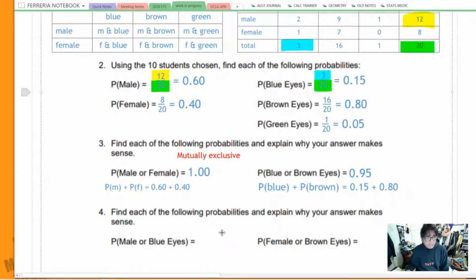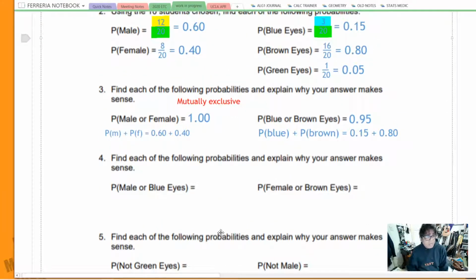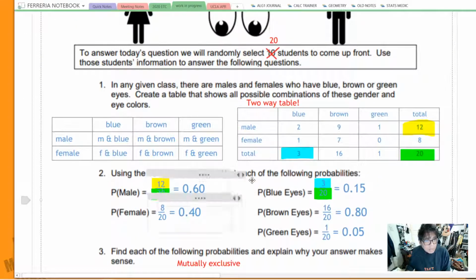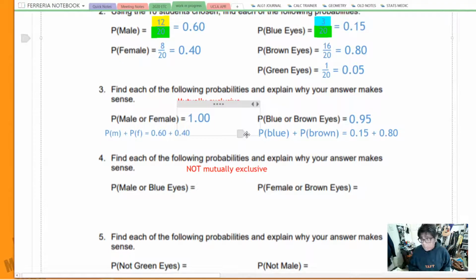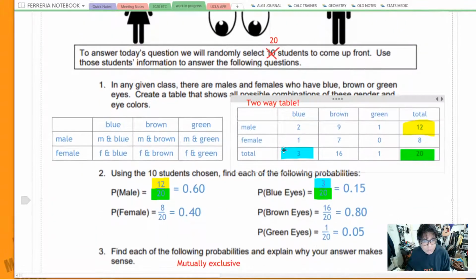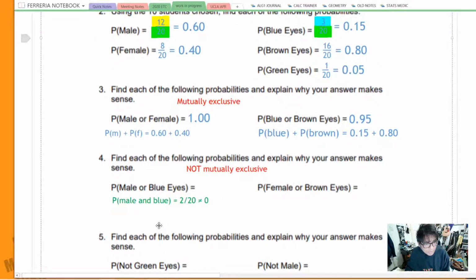So you probably are thinking, what comes next? Okay, what about male and blue eyes? Now this is what we call not mutually exclusive. I can show you why. We can see that there are two people that are both male and blue-eyed. So the probability of male and blue is 2 out of 20. 2 out of all of the 20 students in our virtual sample had blue eyes and were male. 2 out of 20 is not equal to 0, and that's why they're not mutually exclusive.